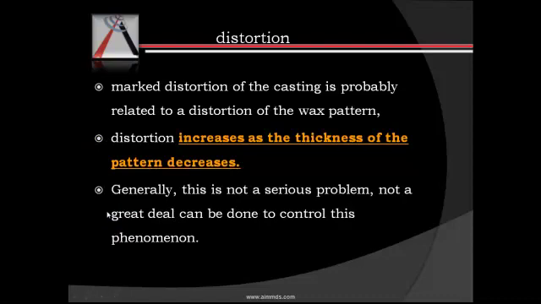Coming to our first type of defect, that is distortion. Distortion is most commonly a result of distortion of the wax pattern. The wax pattern which is prepared initially on the die, while it is transferred to the investment, while it is burnt out, during all this process there is a lot of possibility of distortion of the wax. This distortion increases once the thickness of the pattern decreases.